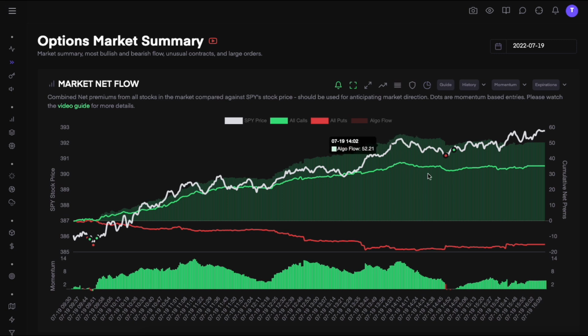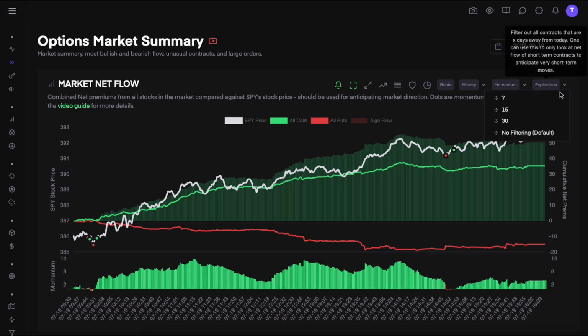If you do want to filter for expiration, let's say you only want to look at flow expiring within the next 2 weeks because you want to look at short-term flow, you can go to expirations and change it from here. Some people look at just the 7 or 15-day flow, which filters out anything expiring after 15 days. That gives them quicker moves, and it tells us when the trend changes much faster than the entire market net flow.